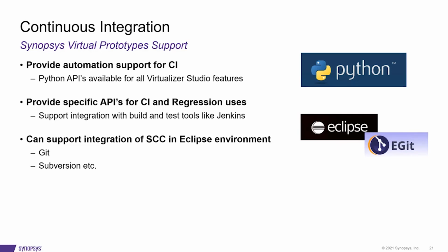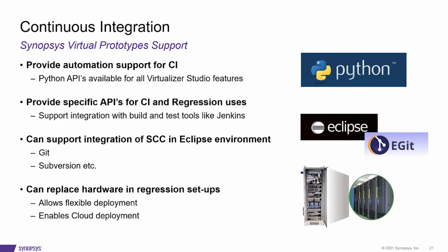Since Virtualizer Studio is an Eclipse-based tool, you can install plugins to support the usage of source code control systems like Git. These features make it possible for virtual prototypes to effectively replace hardware in regression setups. This provides many advantages. Since virtual prototypes are software applications running on standard hardware, they can be deployed more flexibly and more cost effectively than the equivalent hardware. They are also perfectly suited to cloud deployment.